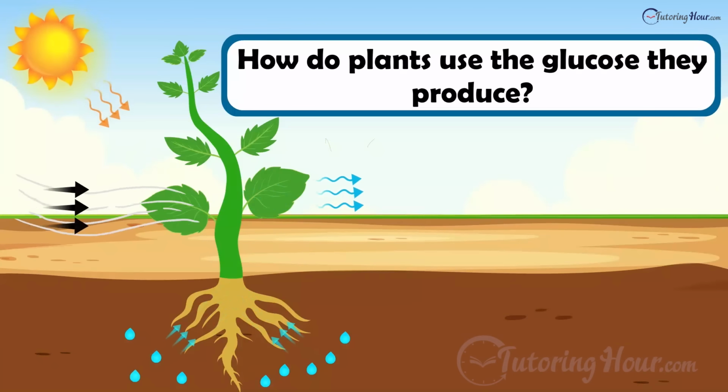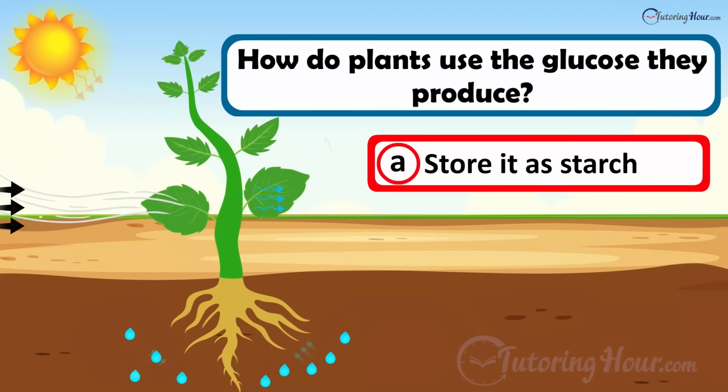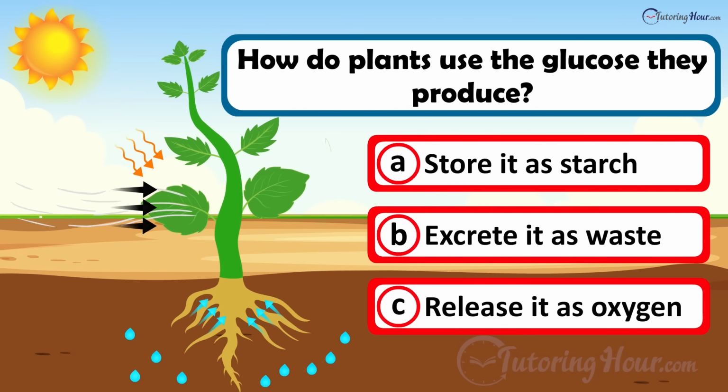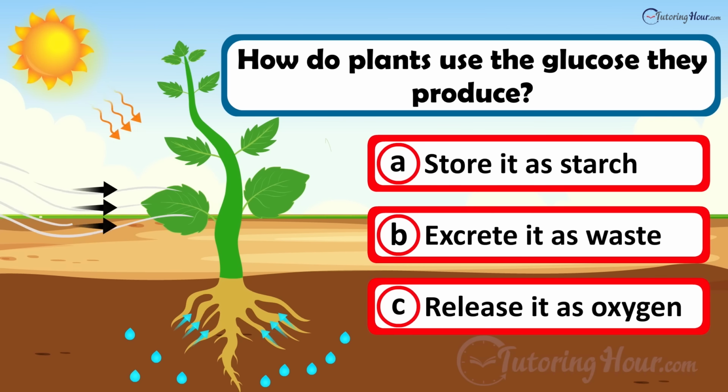How do plants use the glucose they produce? A. Store it as starch, B. Excrete it as waste, or C. Release it as oxygen.